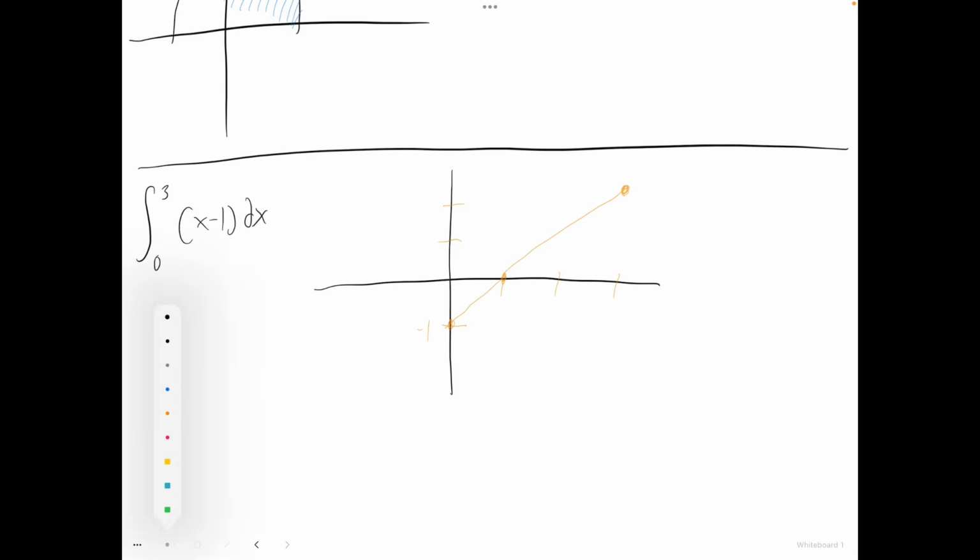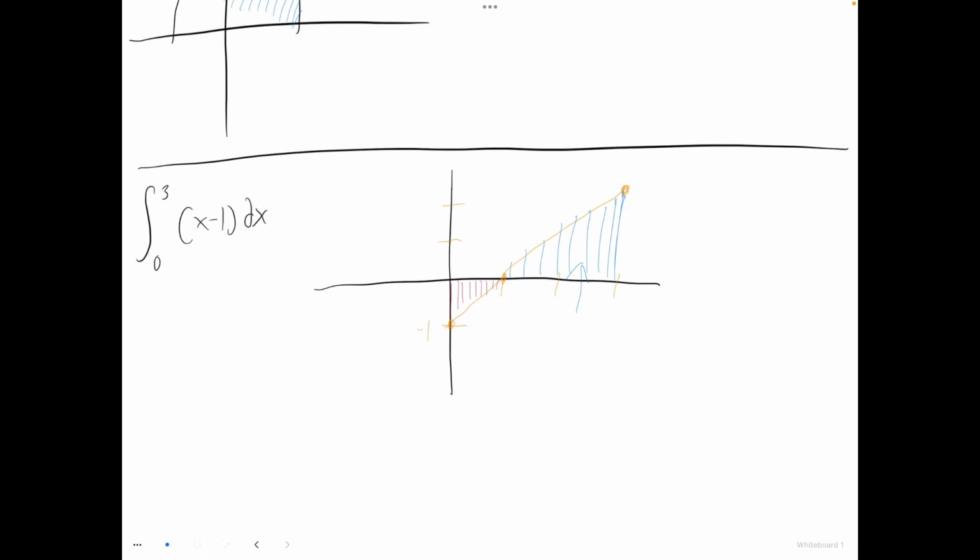And now we want the net area under the graph, and so this piece from 0 to 1 is going to be negative area because it's below the x-axis. And from 1 to 3 is going to be positive area because it's above the x-axis. And so now, to compute this integral, we want the net area here.